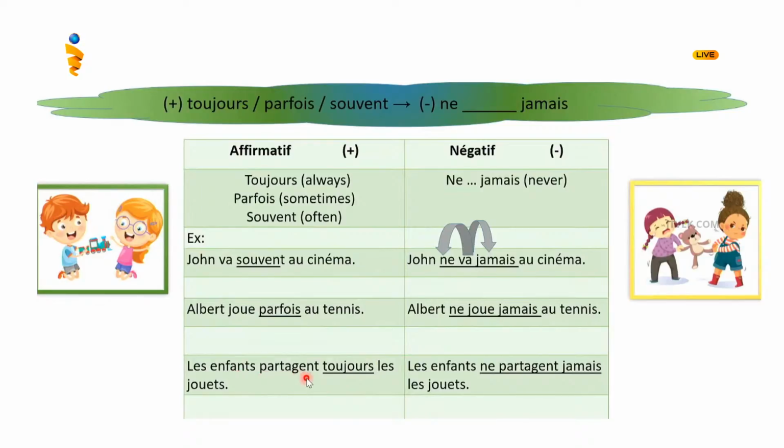Last one. Les enfants partagent toujours les jouets. Children always share the toys. So the negation, toujours is there, always. The negation should be never. And the conjugated verb is partagent. Les enfants ne partagent jamais les jouets. The children never share toys. Okay, so those are the formats that you have to remember.